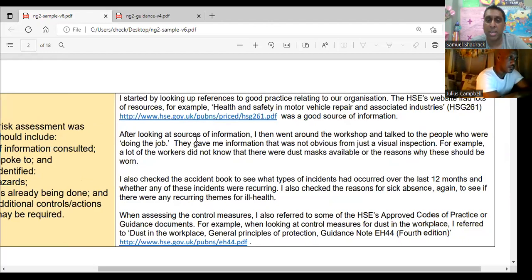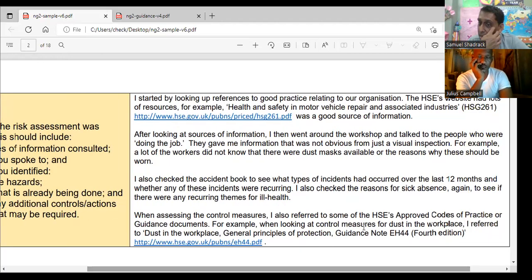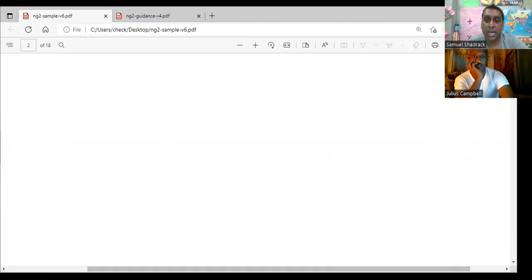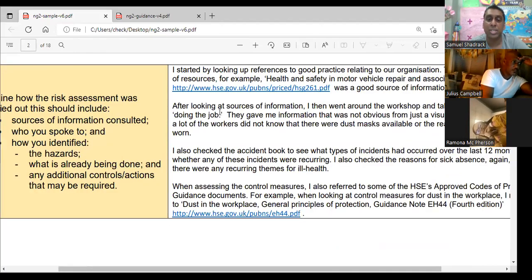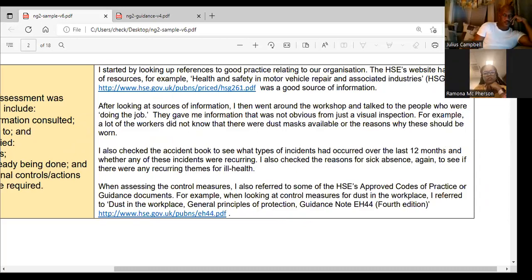So how you identify from here, you can say something like a workshop and talk to the people who are doing the job. This gave me information that was not obvious, as I did not know that there were dust masks available or the reasons why they should be worn. Identify actions. I also requested the general principle for the controls. You could say accident trend for additional controls to be put in, right? Tell me now what you think, and don't wait for the week to ask what you think, right? Look at it now and see if you understand it.